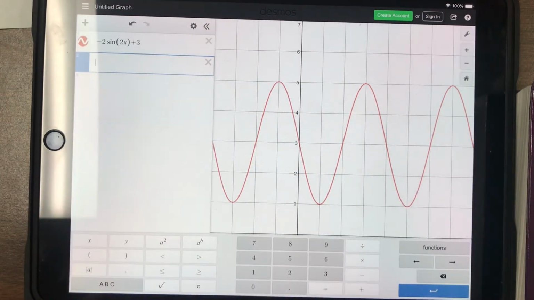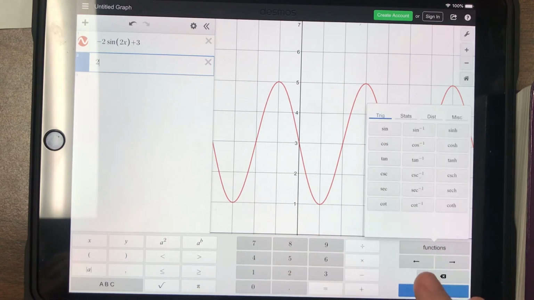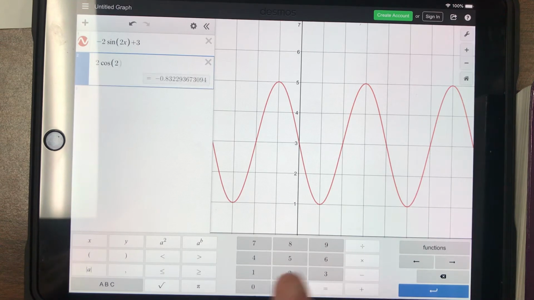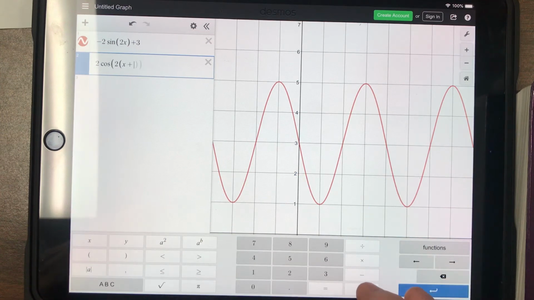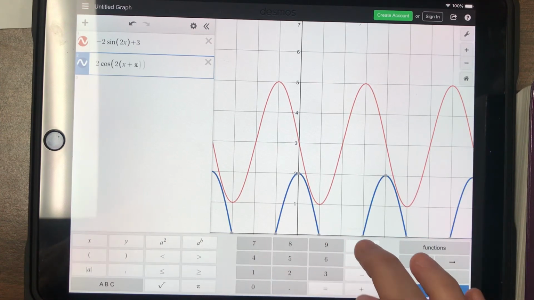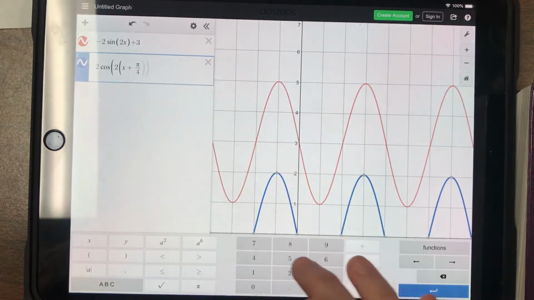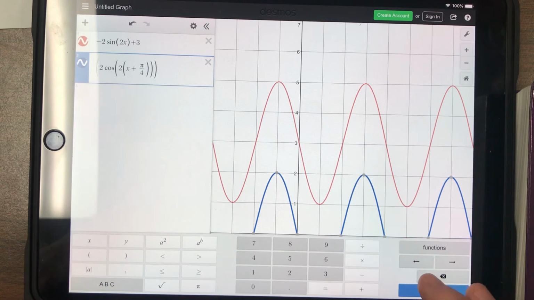And the other one that I had graphed a second ago, we got a function for cosine, and then it was 2, and I need a second set of parentheses here, because I want x plus pi over 4, and then come out, and then close all those parentheses. Oh, that was too many.